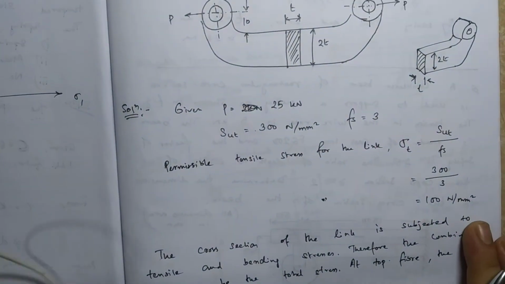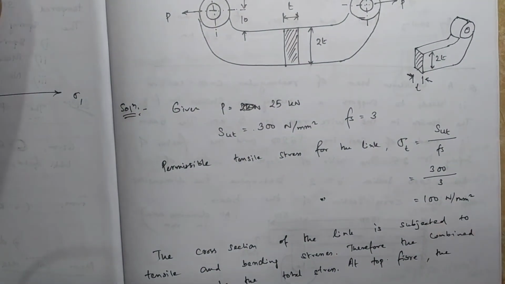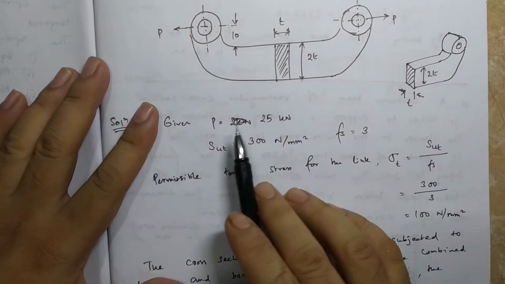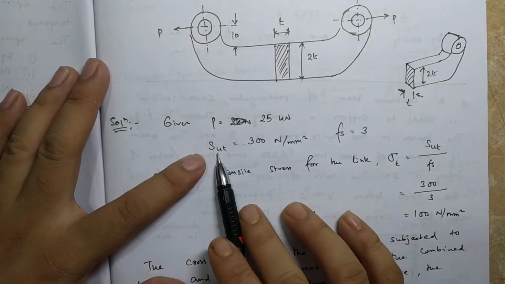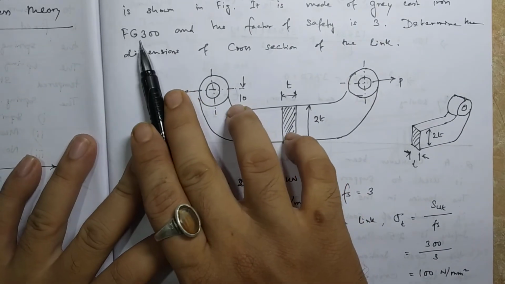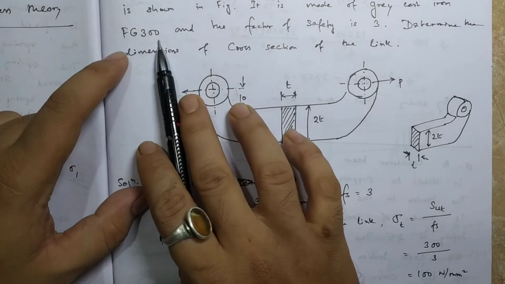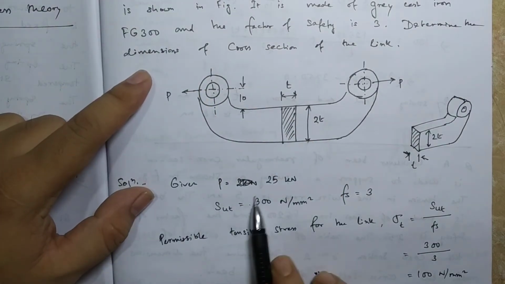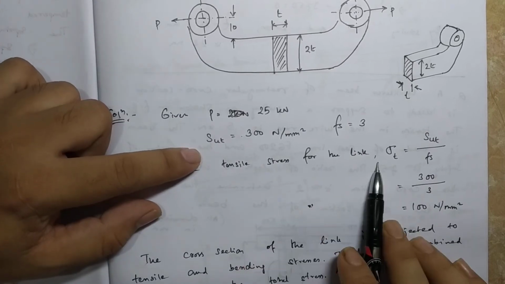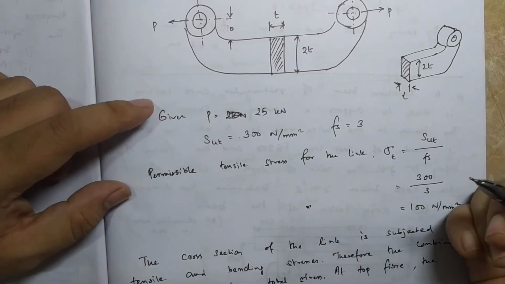Now let's go to the problem. Quickly I'll tell you. Look at this. P force is given. Ultimate tensile strength is given because this is a brittle material. So Fg 300 is given to you. It's a brittle material, so this is the failure strength. Factor of safety is given. So you have to see the permissible tensile strength or permissible maximum stress.